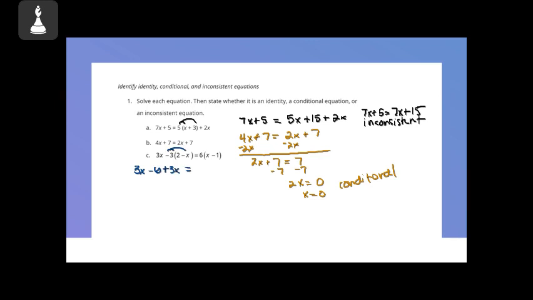Simplifying what's on the left-hand side, 3x plus 3x is 6x minus 6 equals 6x minus 6. They are exactly the same. So we do, in fact, have the identity here.